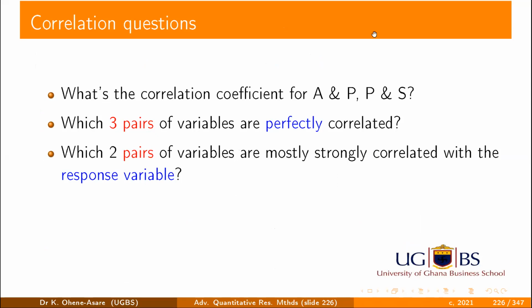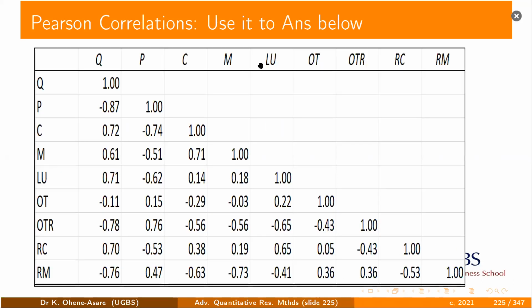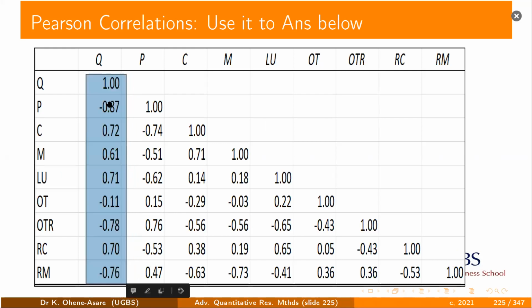The response variable is Q. So let's see which variables. That is why you look at this column here. Which variables are highly correlated with the response variable? The first one is P and Q, which is negative 0.87. The next one is OTR and Q, which is negative 0.878. And then RM and Q.